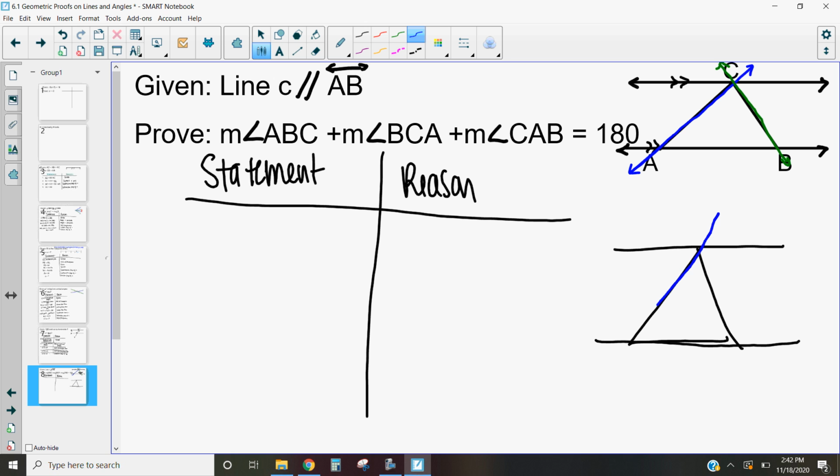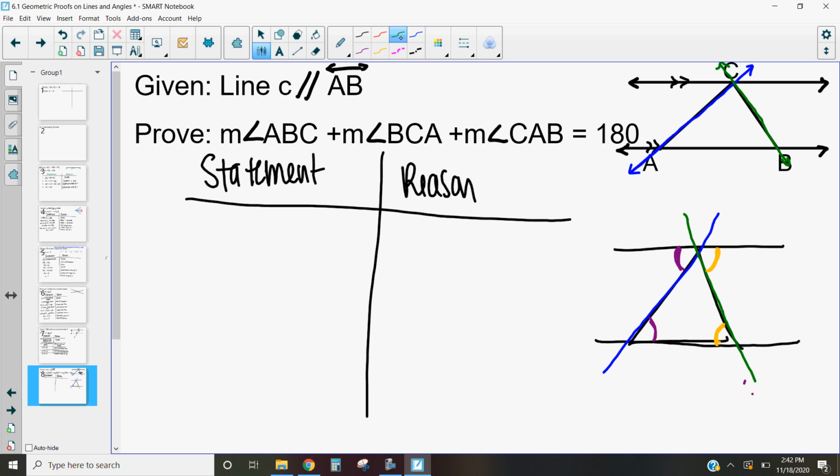Now, if this is one of our transversals here, what I want you to think about is this idea that, according to the alternate interior angles theorem, this angle is the same as this angle. Okay, hear me out there. So there's that one. Similarly, we have this line right here that also acts as a transversal, and that transversal says that this angle is going to be the same as this angle. Does it not? Alternate interior angles theorem.